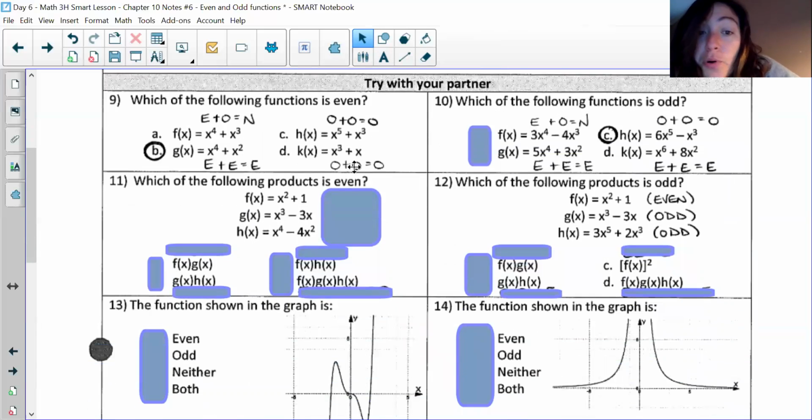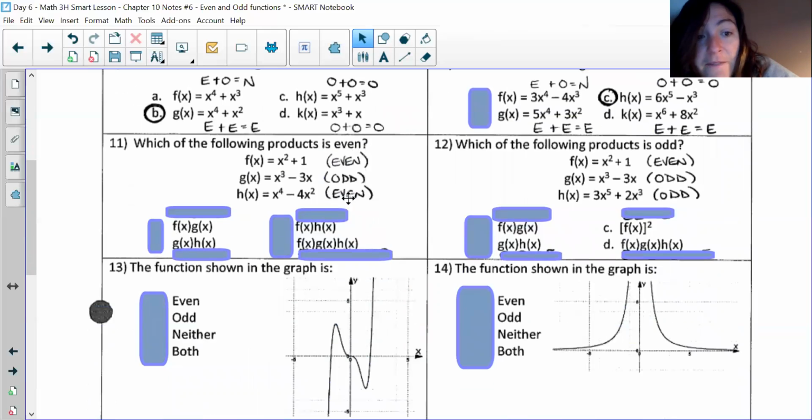Which of the following products is even? So let's see, f of x is x squared plus 1, so that's even. G of x is x to the third minus 3x to the first, so that's odd. And h of x is x to the fourth minus 4x squared, so that's even. So I have an even, odd, even function.